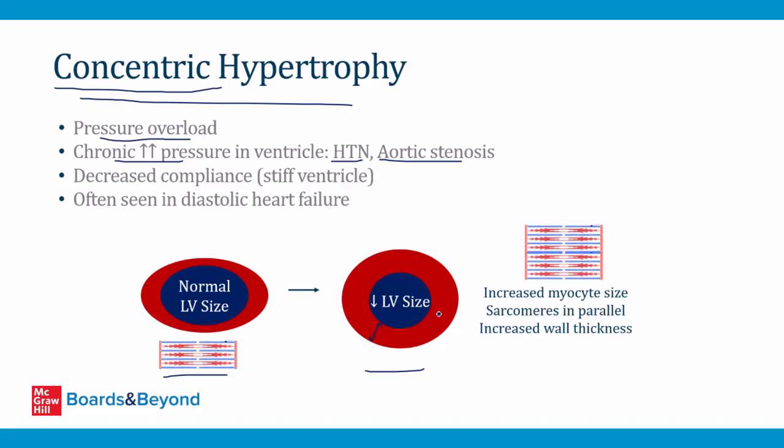This is concentric hypertrophy, and there's a decrease in the size of the left ventricular cavity. This happens because sarcomeres are added in parallel, not in series, and this makes the wall thicker. When the wall gets thick like this, it causes decreased compliance, a stiff left ventricle, and therefore these patients often develop diastolic heart failure, because the underlying problem in diastolic heart failure is lack of compliance and a stiff ventricle.